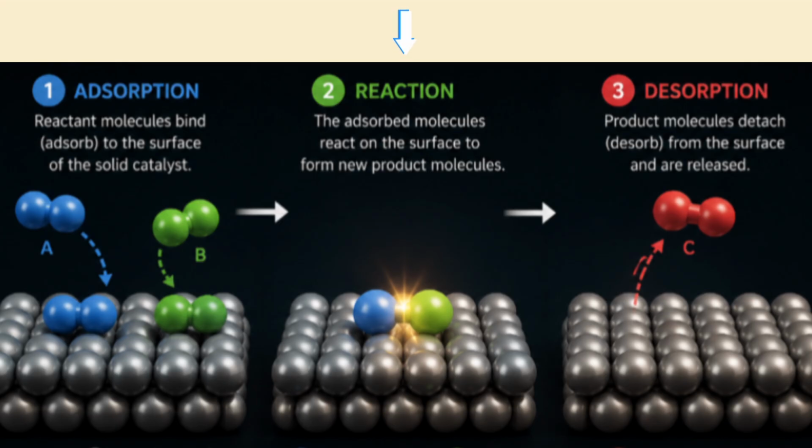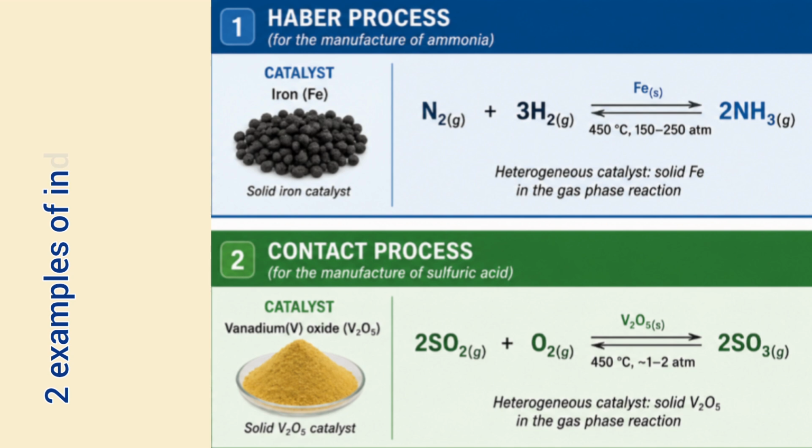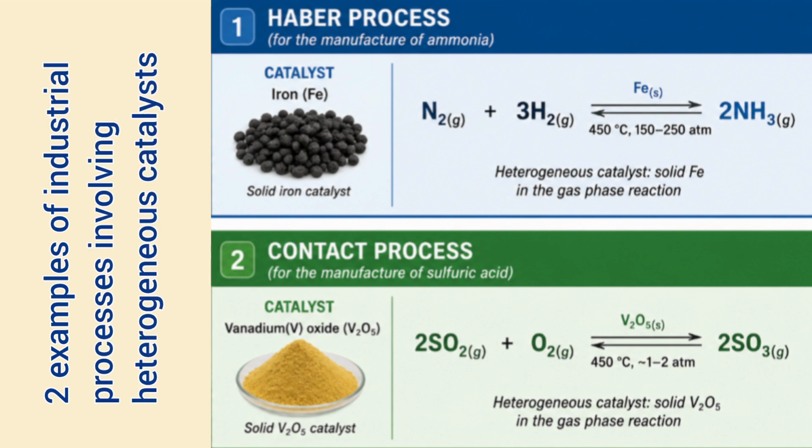In the second stage, reaction occurs. This is when reactant bonds break and new product bonds form. And the third stage is called desorption. This is when the product molecules leave the catalyst surface. Two examples of industrial processes that involve heterogeneous catalysts are shown here.